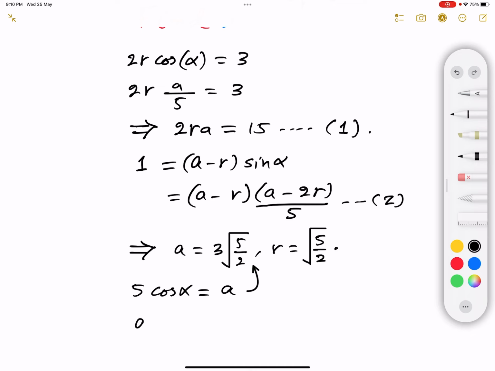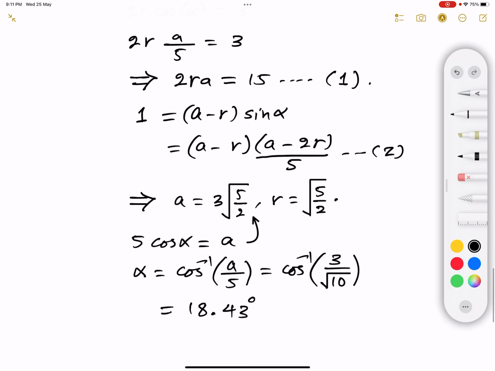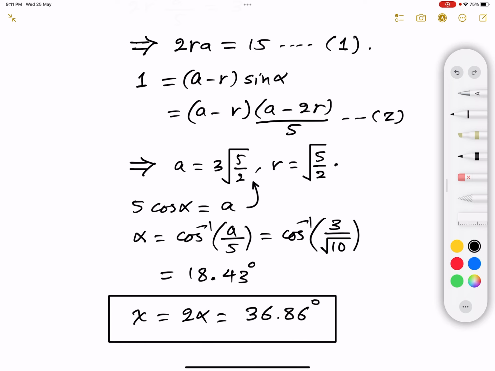So now alpha is going to be equal to cosine inverse of a divided by 5, which is going to be equal to 3 divided by the square root of 10, actually. If we solve for that, that's going to be equal to 18.43 degrees. So that's alpha, and that makes x twice that, which is equal to 36.86 degrees, and that is basically the answer to this problem.